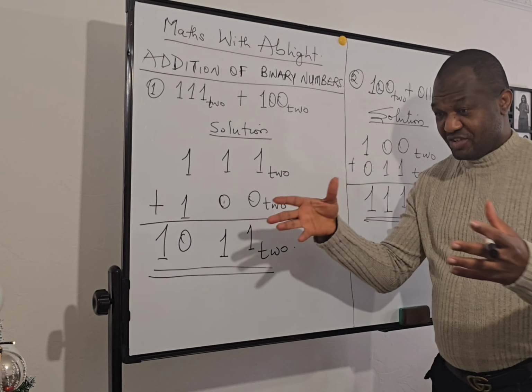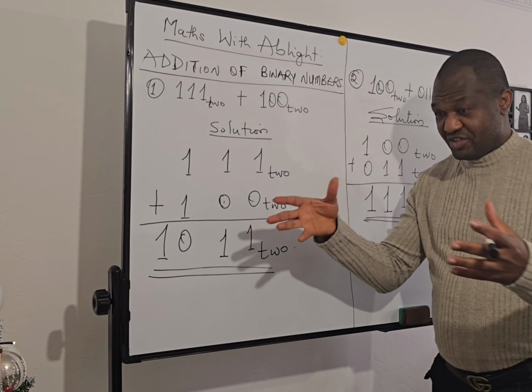You've been asked to simplify 111 base 2 minus 011 base 2. Then you write again, solution, here shown. Do not forget how we pronounce solution in mathematics. Write your 111 base 2. Write your 011 base 2. This is very simple.